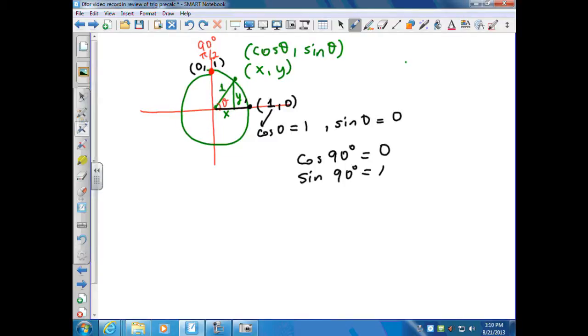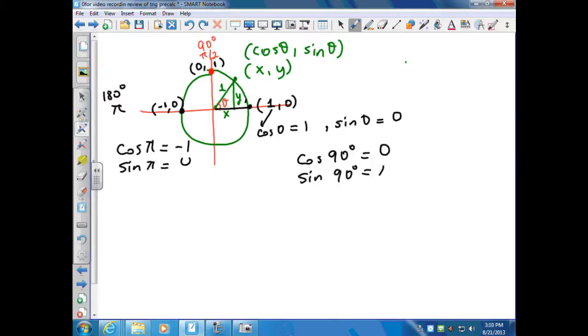What about over here at pi radians, or 180 degrees? So let's write the coordinates. The x-coordinate is -1, it's the unit circle, right? So the lengths are just 1 unit, plus or minus. The y-coordinate there is 0. So what can we say about cosine of pi? If you said -1, you were correct. And sine of pi, that would be 0.